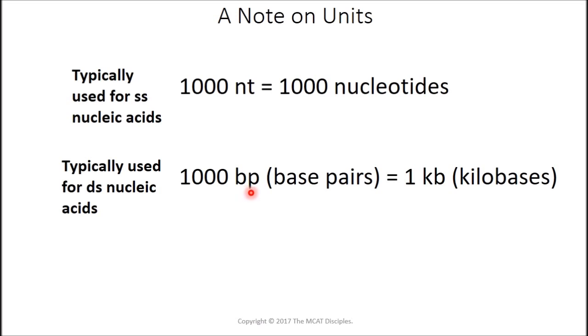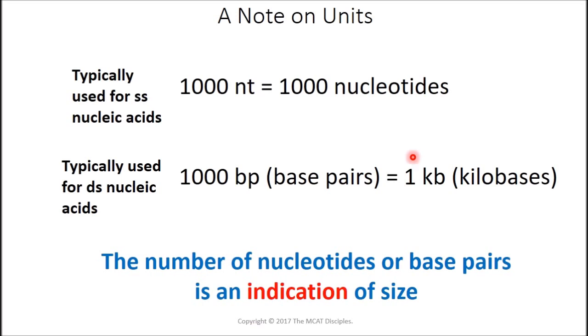1,000 base pairs just means 1 kilobase pair. So you may just see KB, you may see KBP, that just means 1,000 base pairs, okay? As you know, the number of nucleotides, the base pairs, is an indication of size, right? The more base pairs you have, the longer you are.